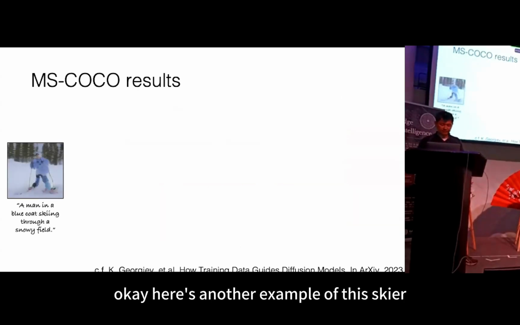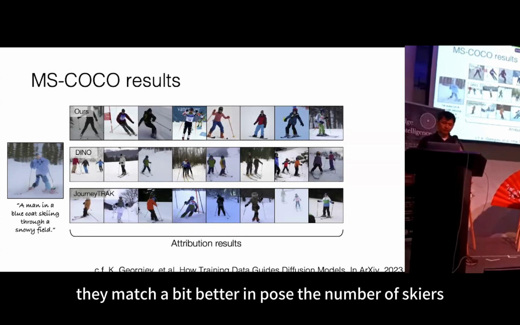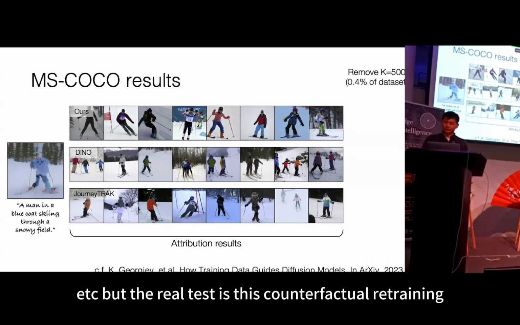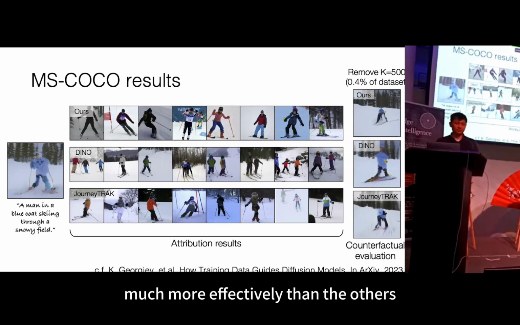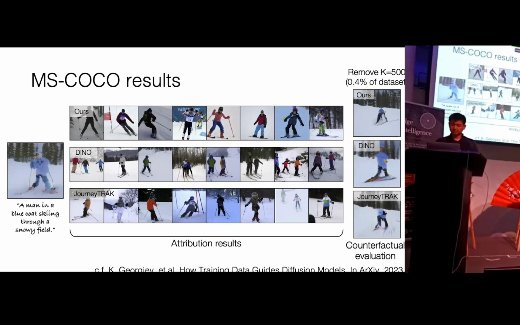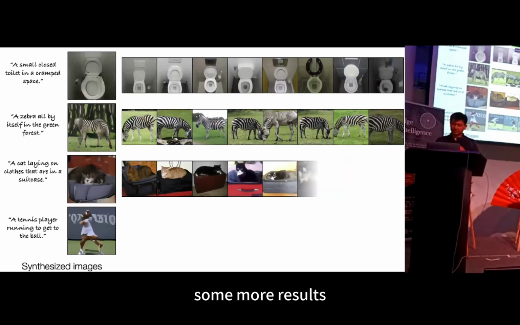Okay, here's another example of this skier. So our results match a bit better in pose, the number of skiers, etc. But the real test is this counterfactual retraining, where our method ends up destroying the skier much more effectively than the others. Okay, so I can show some more results.